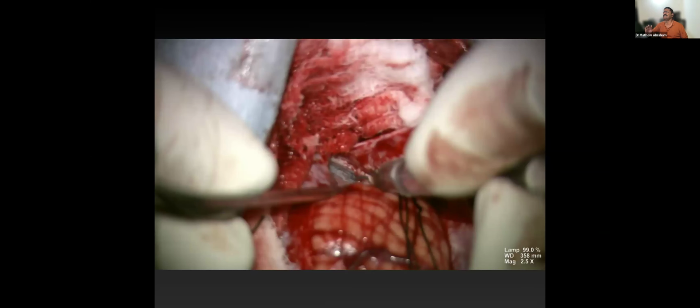So this craniotomy has already been done. A retromastoid craniotomy has been done. And the first step, I'm going to let out CSF.